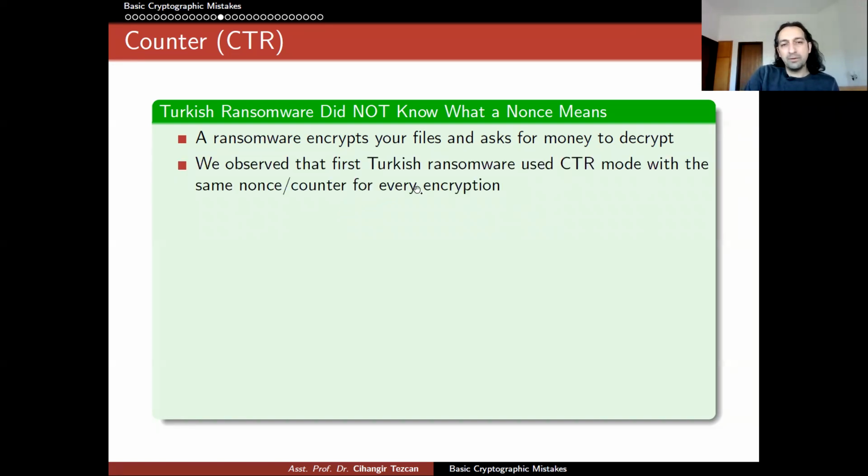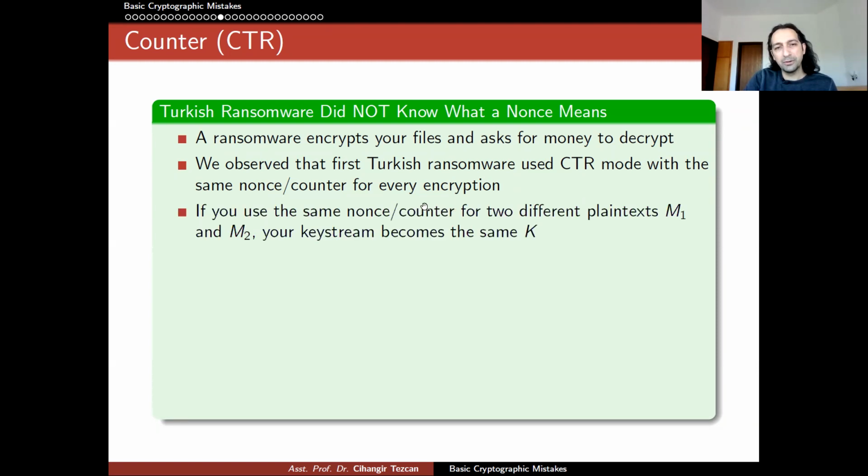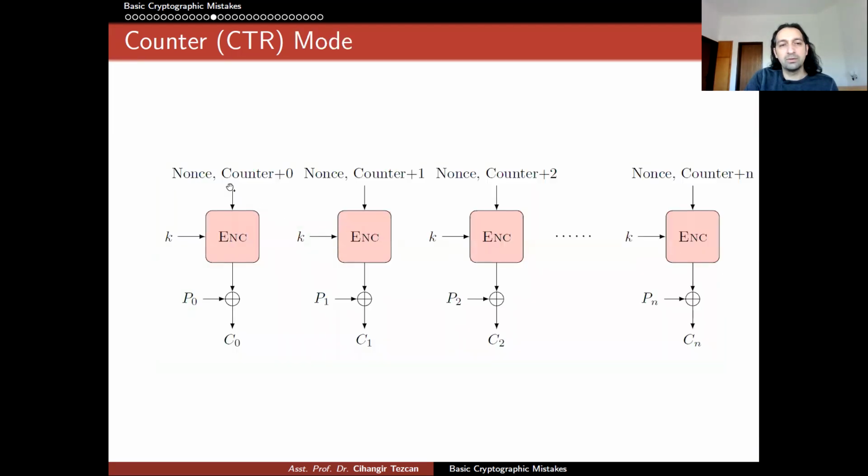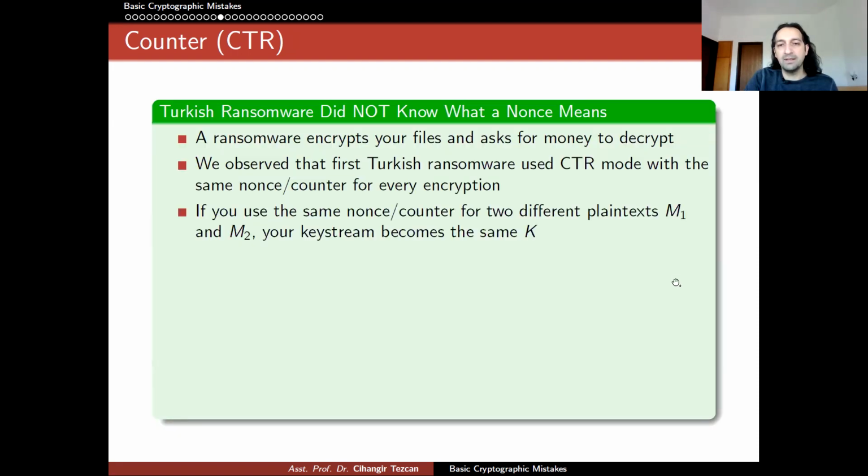So this is how a ransomware works. But we observed that the first Turkish ransomware used this counter mode with the same nonce for every encryption. So what happens is as follows. Let's say that you have two files, M1 and M2, but you use the same nonce and counter for encrypting both of them. Since you use the same nonce and counter here, you produce the same key stream, which we represent with K. So the encrypted versions of the two files on your computer become M1 XOR K, which is C1, and the other one becomes M2 XOR the same K, which is C2. These Ks should be different if you had used different nonces, but they didn't. So this is where the problem lies.